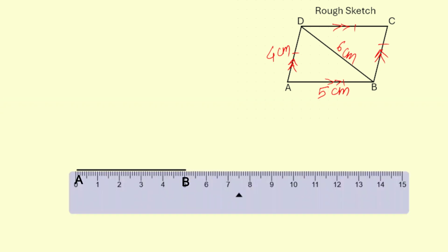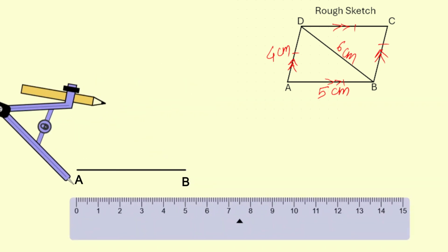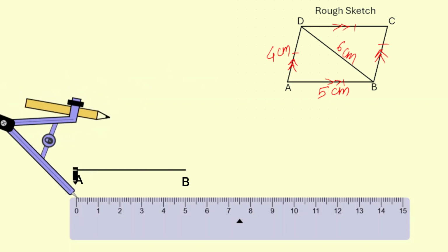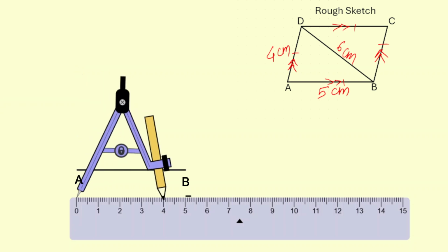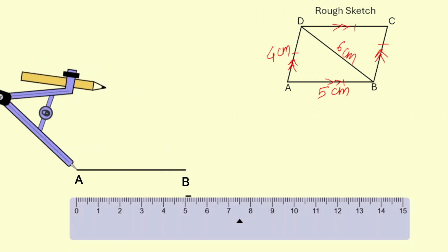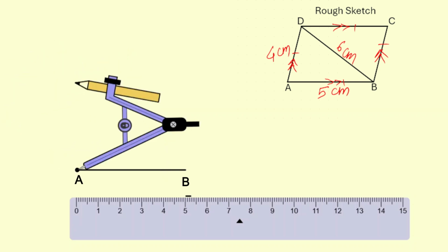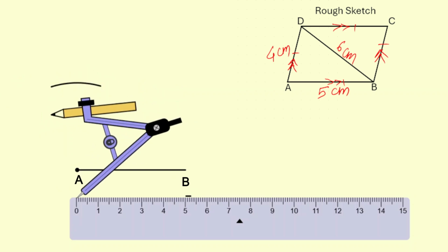First, I'll set an arc radius of 4 centimeters in my compass. Put my compass at point A and make an arc in the direction of D. But still, I'm unable to locate point D.